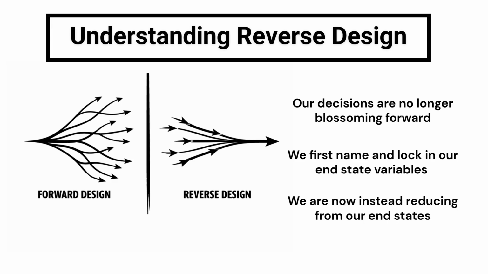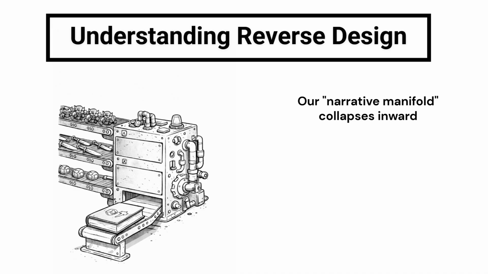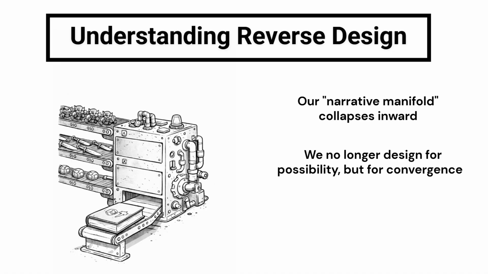From that point forward, narrative design becomes a process of reduction. We're no longer trying to predict every possible path the players might take. We're constructing a narrative manifold whose sole purpose is to produce values for a known set of variables. Rather than branching endlessly outward, now we collapse inward towards resolution. We do not design for possibility, we design for convergence.